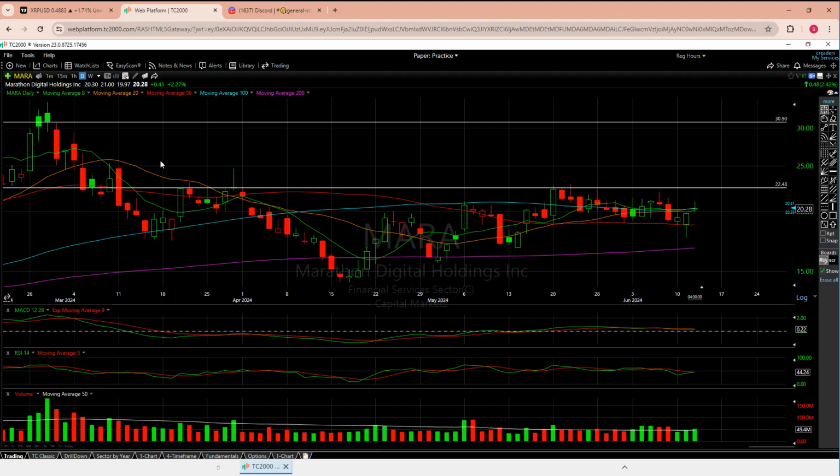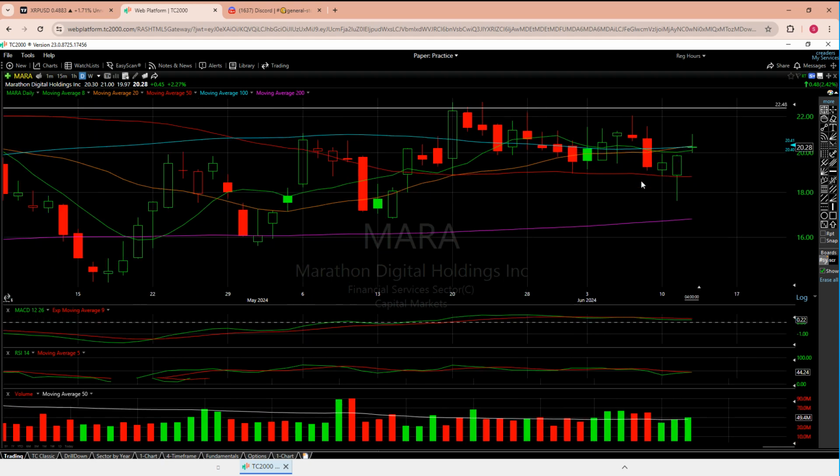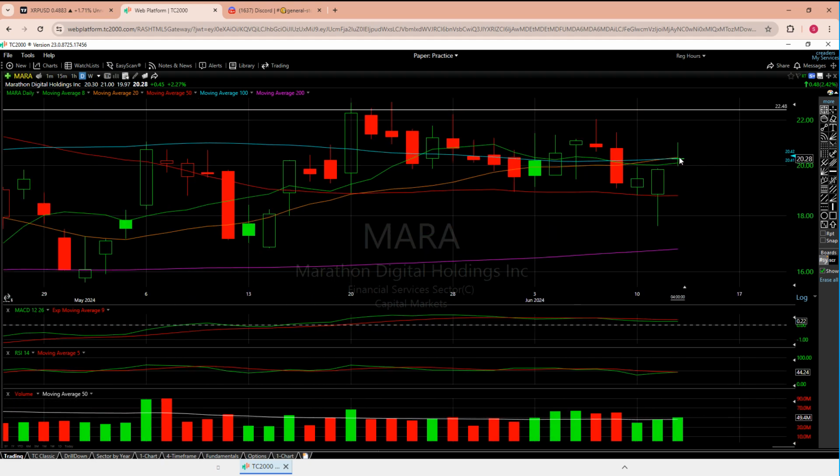All right, so let's jump into the bread and butter. Let's jump into the chart readers view and talk about Marathon and Riot on this one. And goodness, look at that right there. Look at that right there. You're talking about a doji candle right in the thick of 3 moving averages.